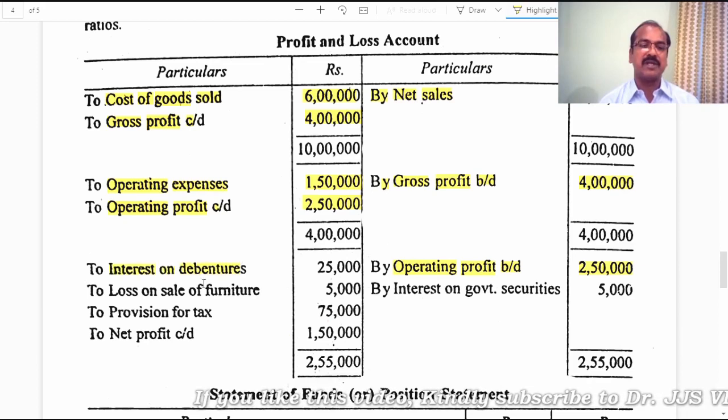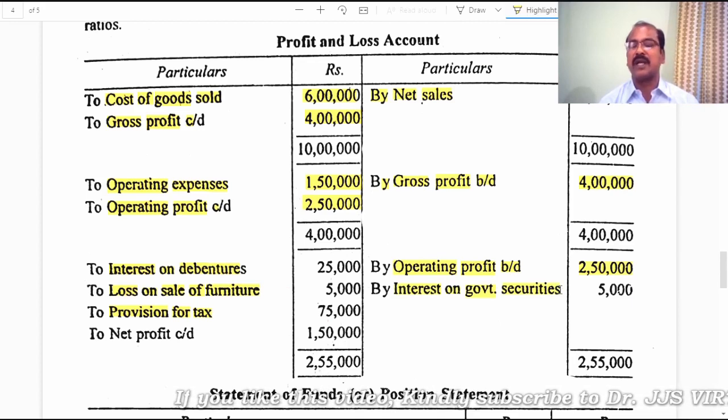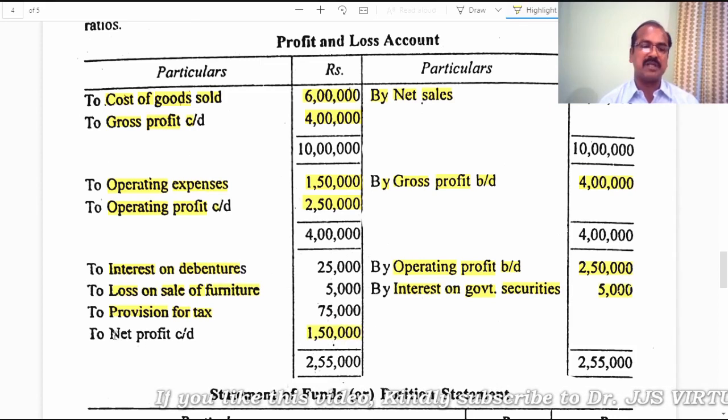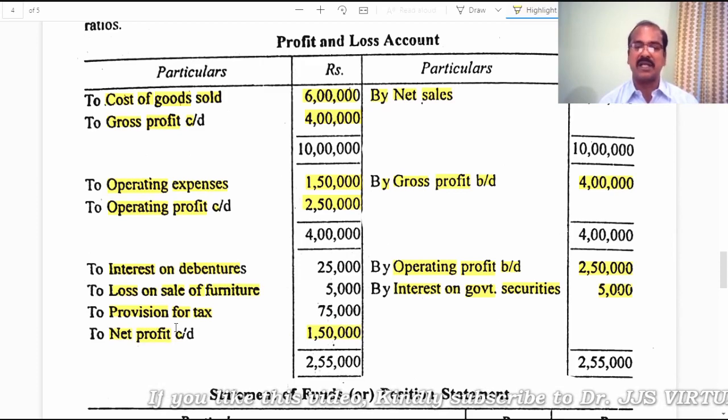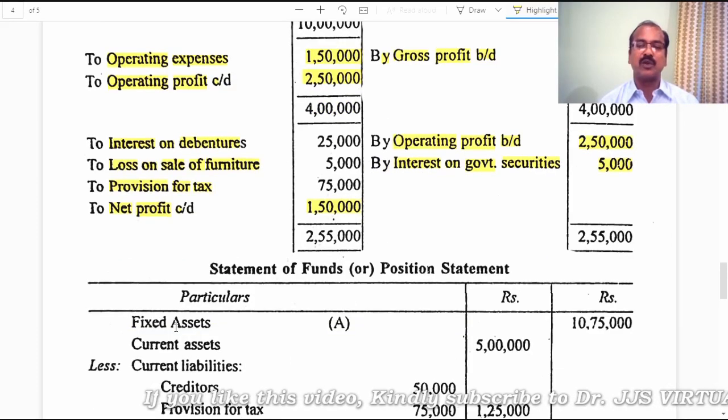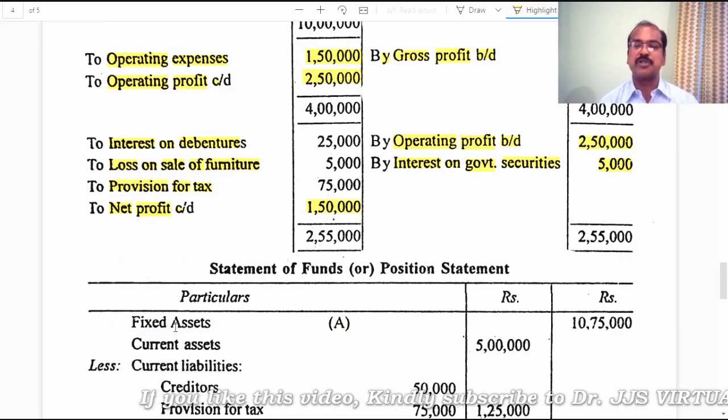To interest on debenture, to loss on sale of furniture, to provision for tax are the items of non-operating nature. And coming here to the credit side, this is a non-operating income, the only non-operating income given in the problem, which is credited here, amounting to 5,000. Now you find the difference between the credit side items and the debit side items. That comes to 1,50,000 rupees in the debit side, which is nothing but the net profit generated by the business in the given year.